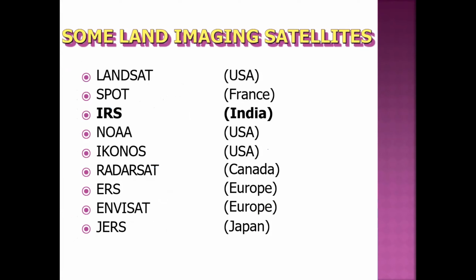This is an important slide for you guys, as questions can be asked from these slides. There are different types of satellites, and which satellites belong to which country. So Landsat is from the USA, Spot is from France, IRS, whose full form is Indian Remote Sensing, is from India. NOAA and Ikonos, these both are from the USA. This slide is important. I think you should note this, or you can take a photo or a screenshot or whatever is possible. And there are different types of GPS also, that is also important.